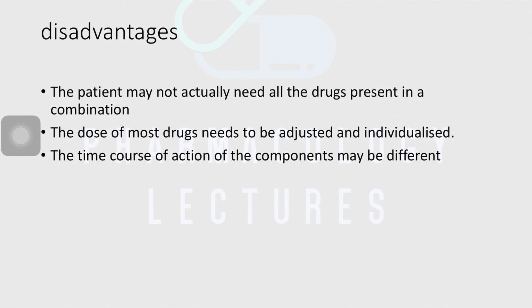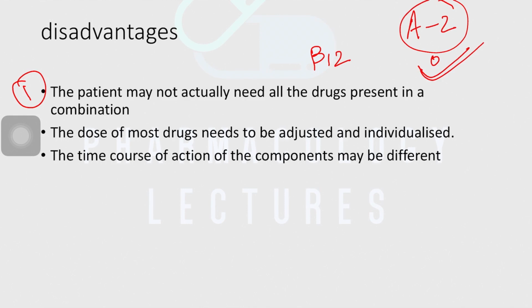So the disadvantages, first, we can say, are from the prescriber side. Sometimes a patient may not need all the drugs present in a combination. For example, our patient needs vitamin B12 only, but we have formulations where A to Z vitamins are there in the combination, and we are prescribing those A to Z vitamin-containing medicines to the patient. Actually, the patient has a deficiency of B12 only. So why are you prescribing other vitamins also? That increases the cost, and that might increase the chances of adverse drug reactions.